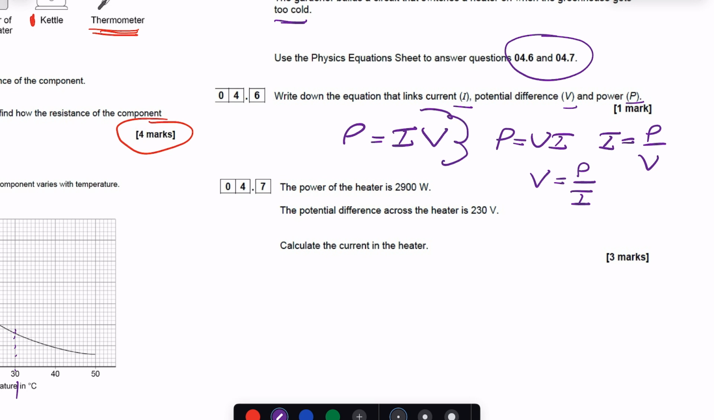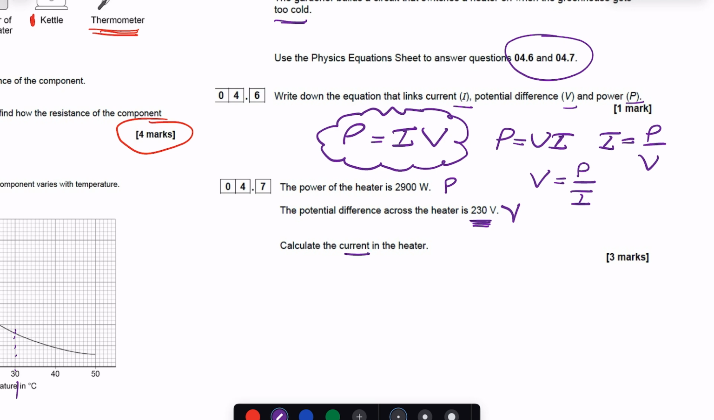This is the way I learn it. I learn P equals IV, so that's the one I use. The exam board often put P equals VI. It doesn't really matter. Whatever you can remember. So that's the correct answer for there. And finally, the power of the heater is 2,900 watts. So there's my P. The potential difference across the heater is 230, which is the mains voltage in the UK. So sometimes you're asked, what is the mains voltage in the UK? And you'd write 230 volts AC.